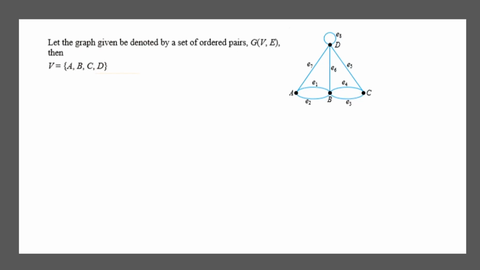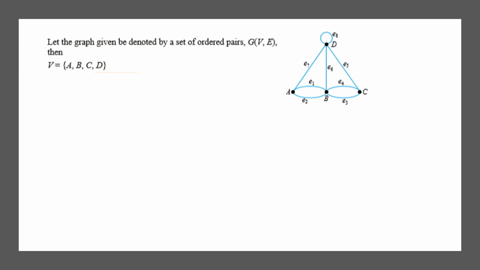So let's see examples here. In the diagram, the graph is denoted by a set of ordered pairs G, V, E, where V is A, B, C, D. Here we have 4 vertices, A, B, C, D. So what are the edges? As we can see here, these are all the edges. So we start one by one.